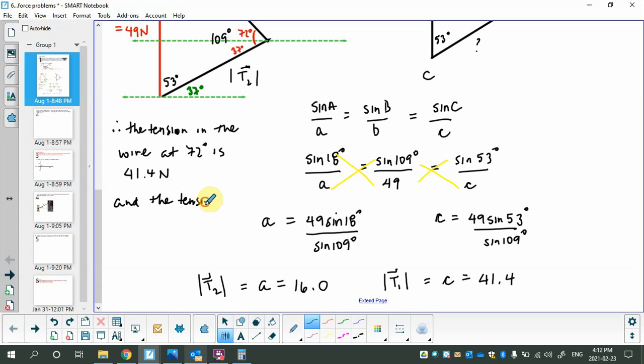And then the tension in the wire at 37 degrees, which I can read right here, it's the other one, is 16.0 newtons. And there we have an answer to this question.